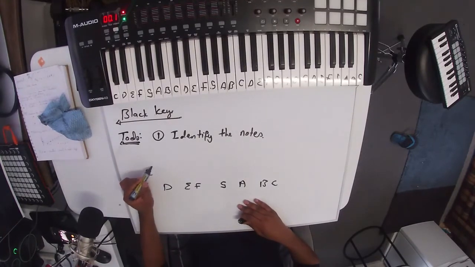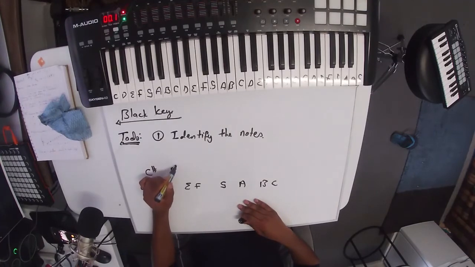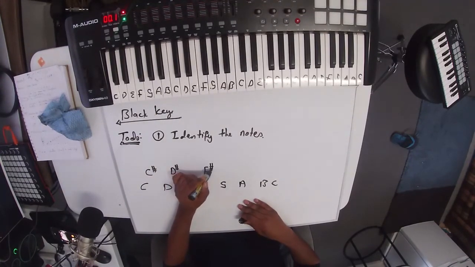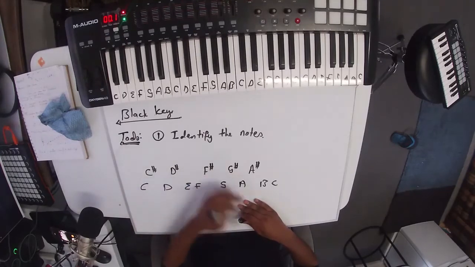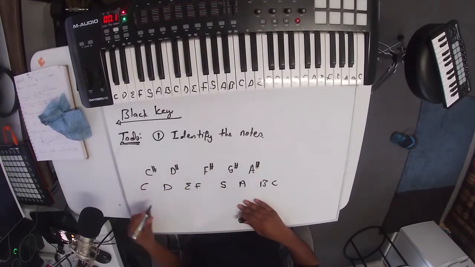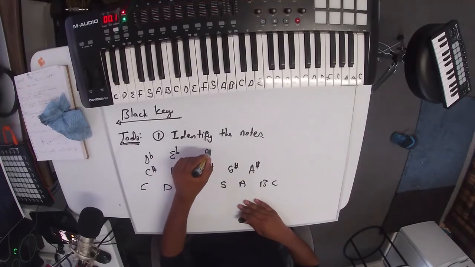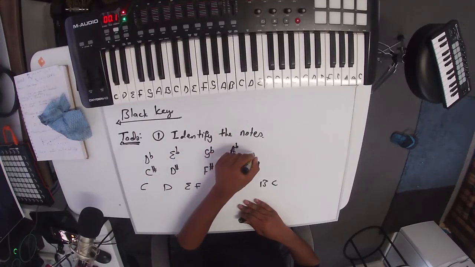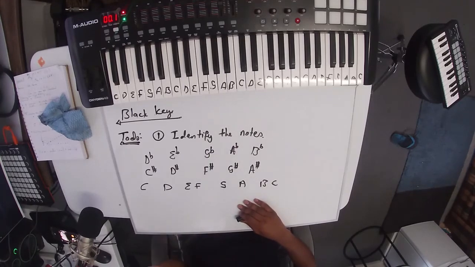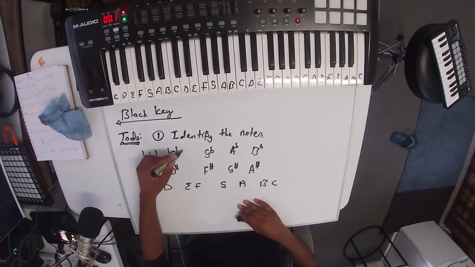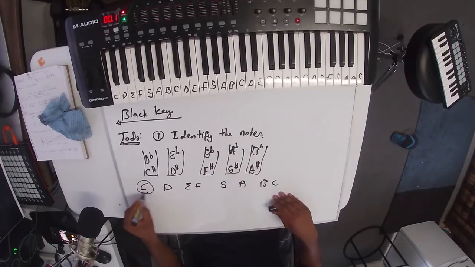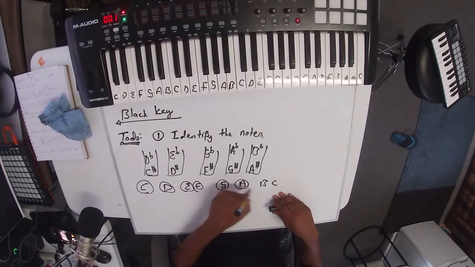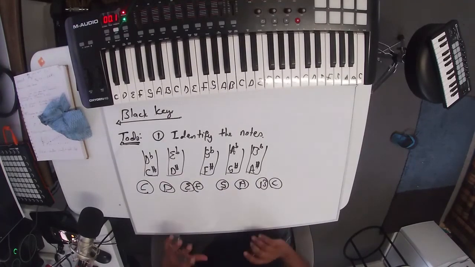And then C sharp, D sharp, F sharp, G sharp, A sharp. So these are the black notes, right? Or as they can also be called, D flat, E flat, G flat, A flat, B flat. Okay, so these are your black notes, right? And these are your white notes. I'll just put circles there. So just being able to identify them.